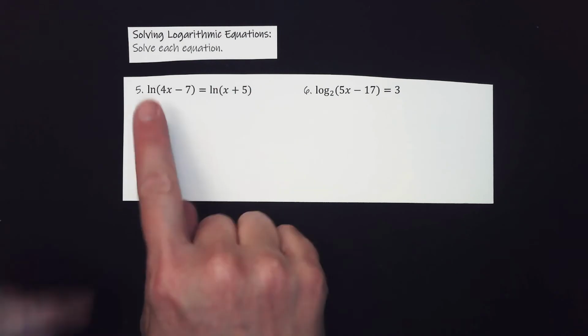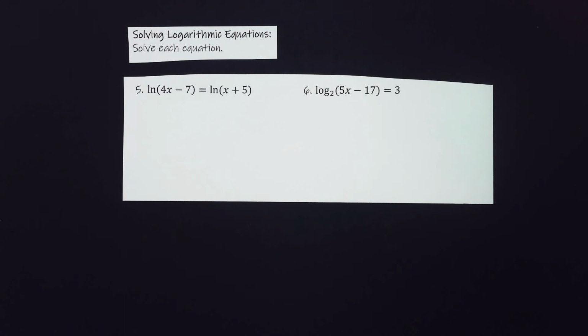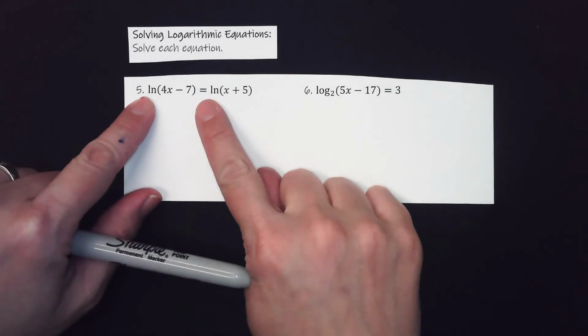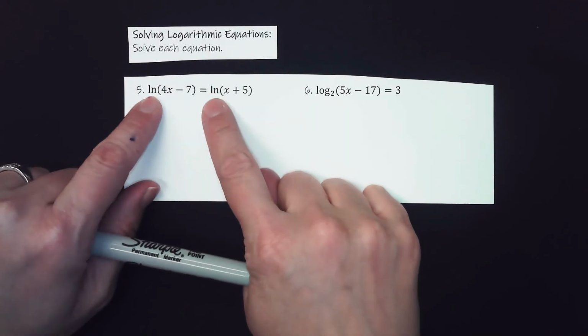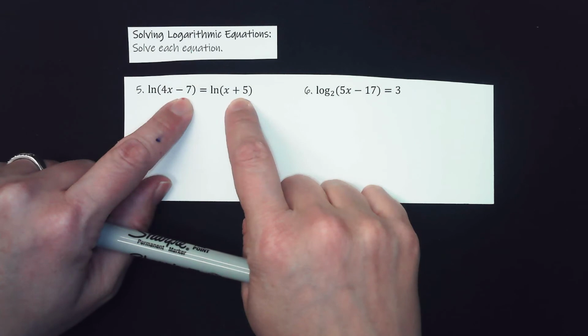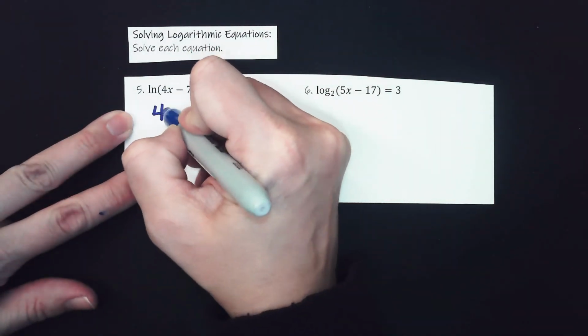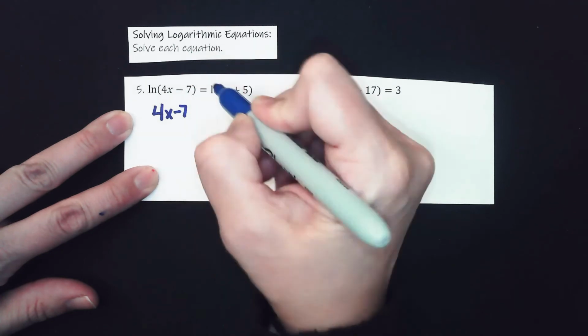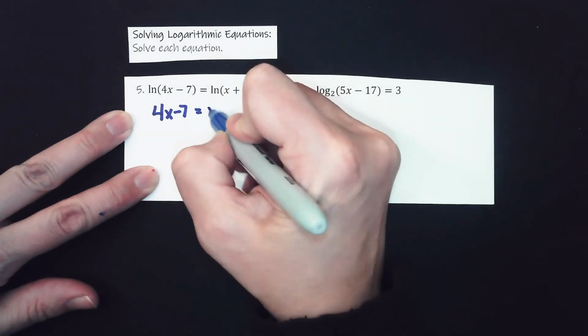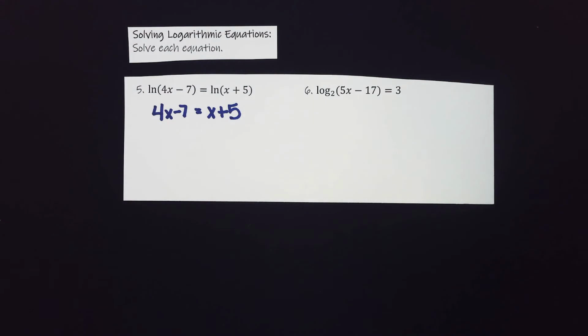Okay, in number 5, we look, the logs are the same. They both have log base e, so they're the natural log. And then they equal each other. So if they're both the same base, then the insides also have to be the same, okay? So I can set this up equal to 4x minus 7, that's the inside of this one. It has to equal the inside of the one on the other side of my equal sign. And then we just solve for x.